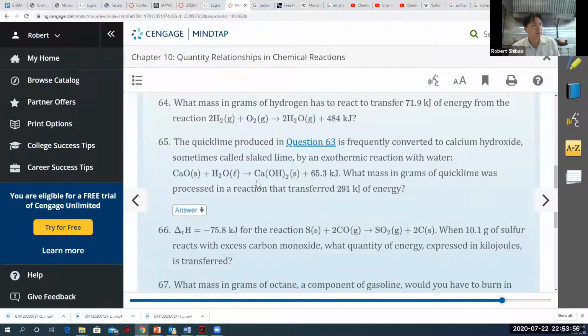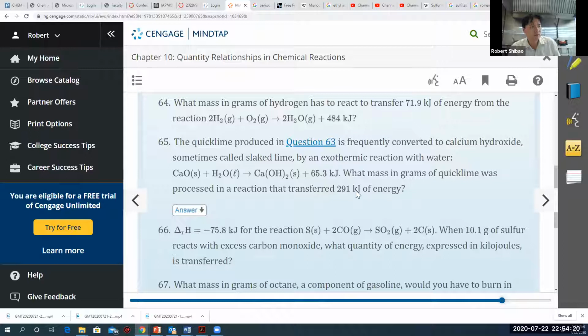The quicklime produced in question 63 is frequently converted to calcium hydroxide, sometimes called slaked lime, by an exothermic reaction with water. So if we take the calcium oxide, this is the reaction. This is a Lewis acid-base reaction. This is exothermic, so this is releasing energy. What mass in grams of quicklime was processed in a reaction that transferred 291 kilojoules of energy?